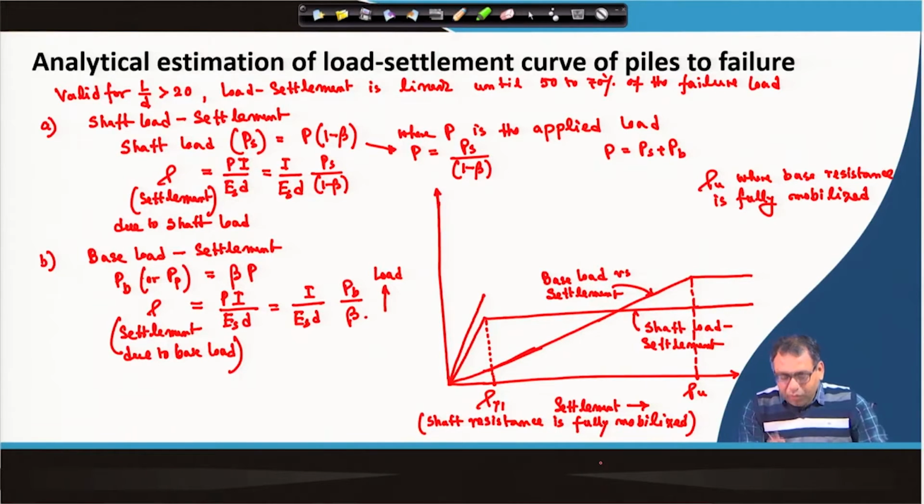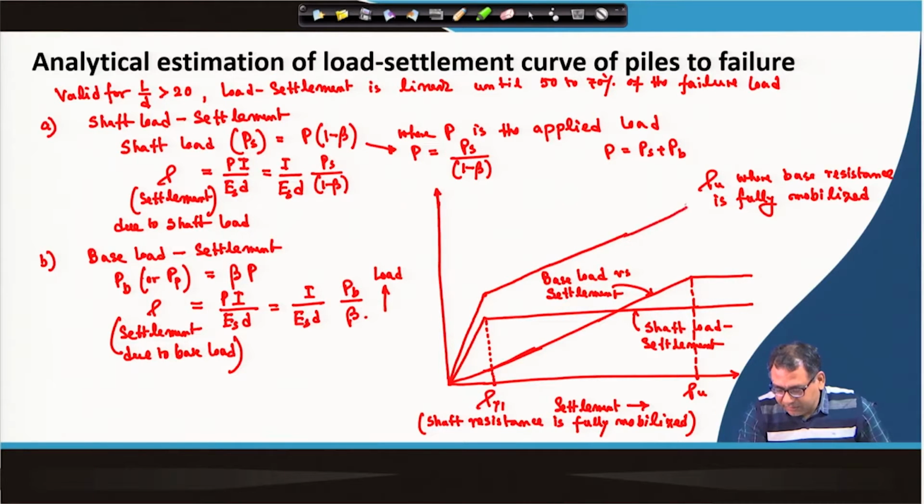Okay. So, now the overall curve will be the overall load settlement curve. Up to this point, this is the shaft contribution plus the base resistance contribution, and this is the overall curve. Then after this point, there is no contribution due to the shaft resistance, only contribution due to the base resistance. So, at this point the line will be parallel to the base resistance line, and then it will go straight.